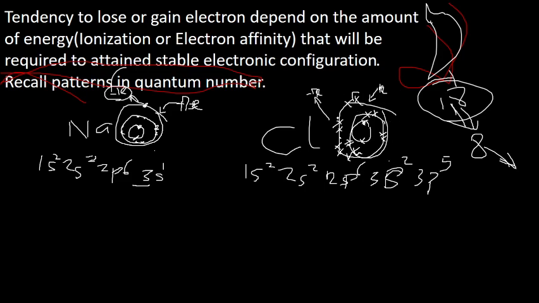3rd shell. So therefore, because of the prevalence of losing and gaining of electrons, we are able to classify elements as what? Metal or non-metal. In this scenario, sodium will prefer to lose an electron, so therefore it's a metal, while chlorine will prefer to gain an electron, so therefore it is non-metal, because of the amount of energy that will be expended during gaining and losing of electrons.